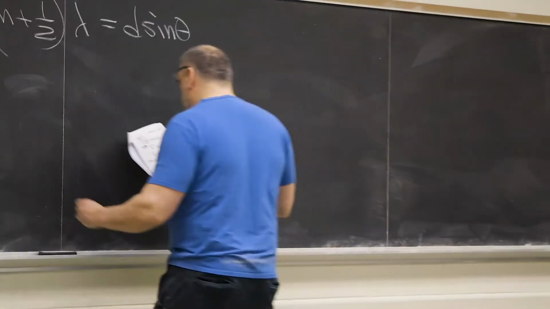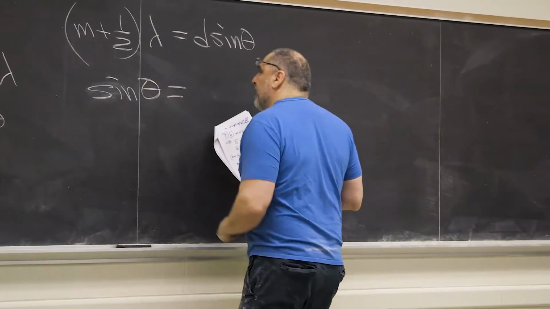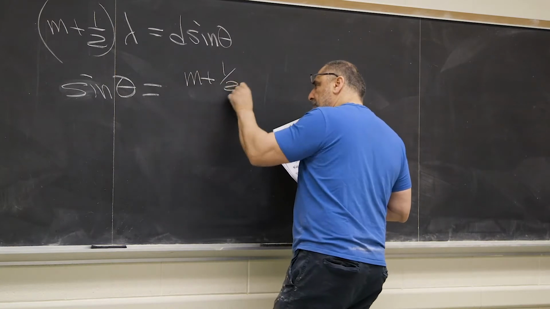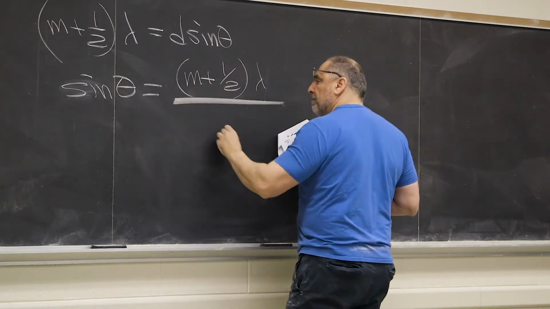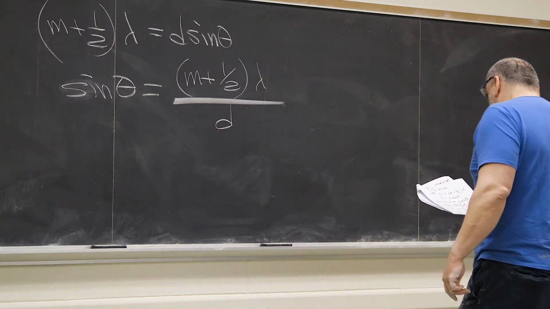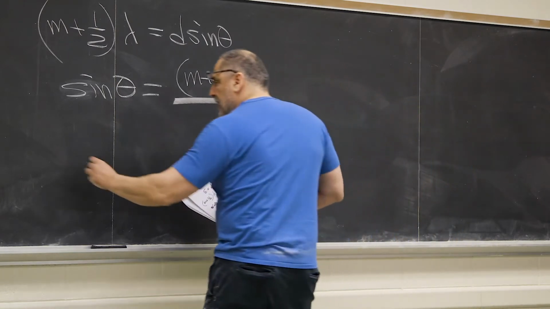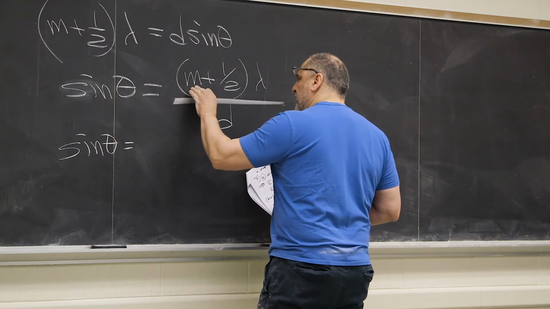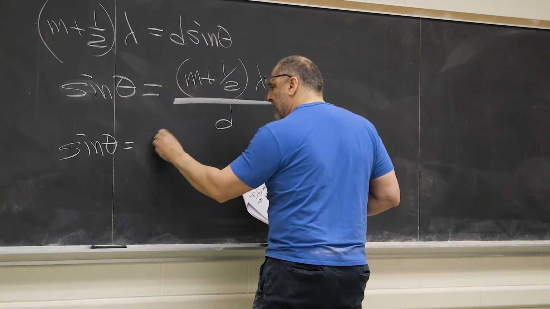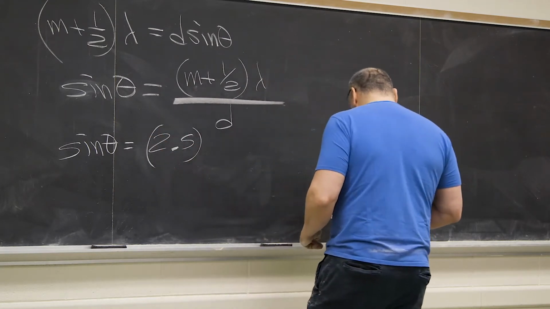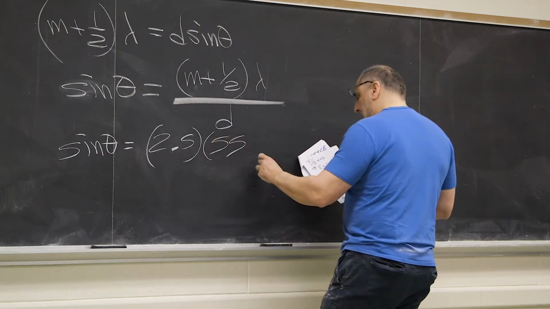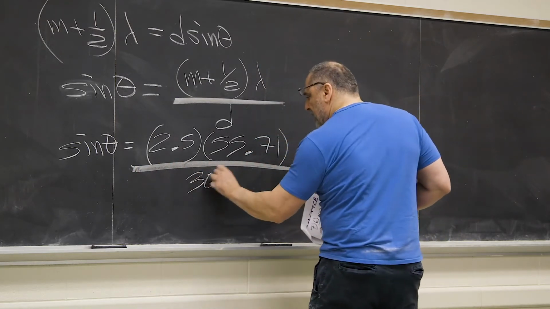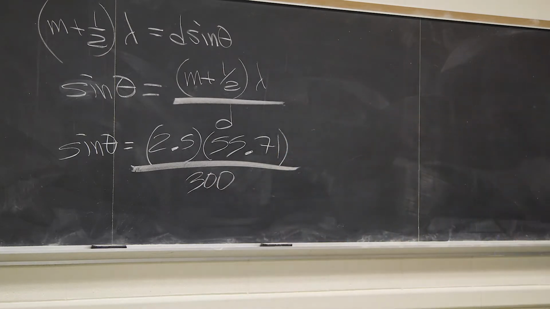So we've got this. Divide by d on each side. The sine of theta is going to equal, we want m equals 2, so m plus a half is 2.5, times lambda. We already discovered lambda. Lambda isn't going to change no matter what direction you fire these signals. D is 300, the distance between the two towers, and that doesn't change.